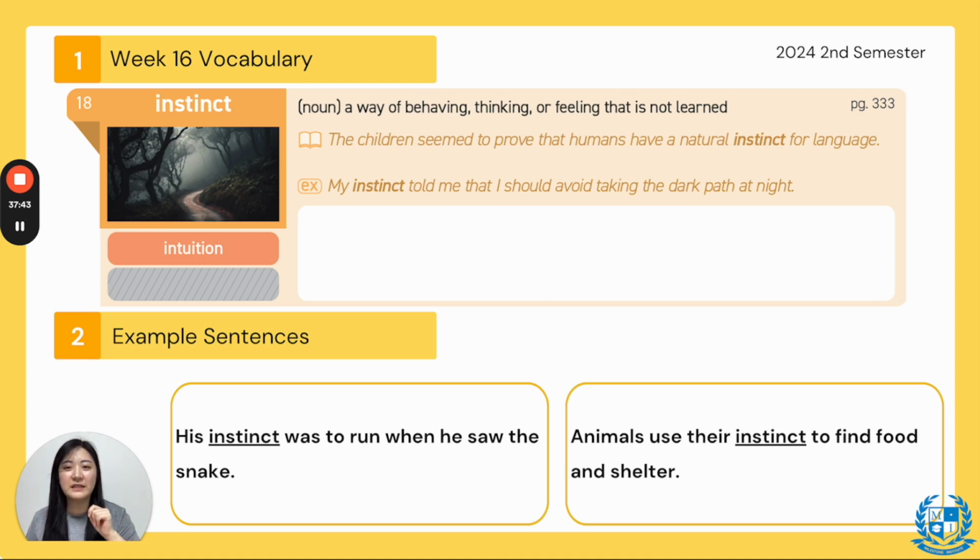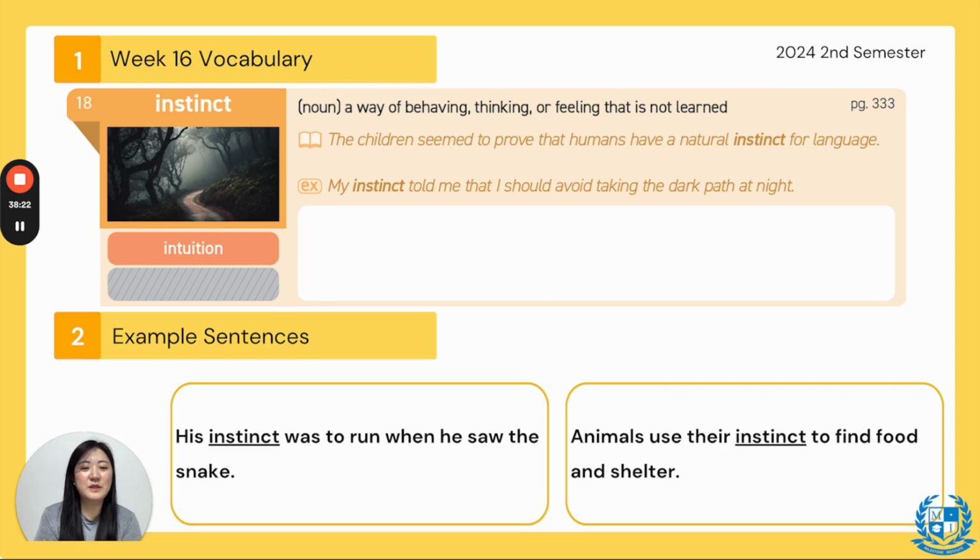So let me go further. Let's look at the example. Let's read together. 1, 2, 3. My instinct told me that I should avoid taking the dark path at night. Right? So at night, you wouldn't be like, oh, I'm going to go down the dark alleyway. It's safe. No. Our instinct, something within us would tell us, I'm not going to go that way. It looks dangerous. Over here, it says his instinct was to run when he saw the snake. He didn't have to think about it. It wasn't something that he learned, but just when he saw the snake and he decided to run away.